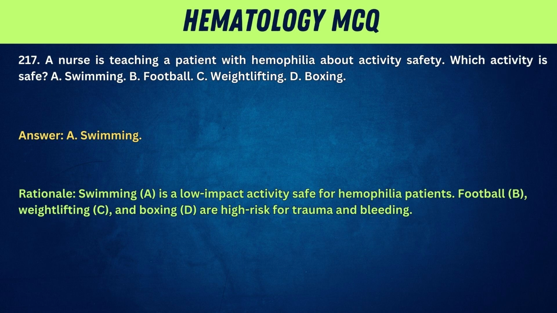217. A nurse is teaching a patient with hemophilia about activity safety. Which activity is safe? A. Swimming. B. Football. C. Weightlifting. D. Boxing. Answer: A. Swimming. Rationale: Swimming, A, is a low-impact activity safe for hemophilia patients. Football, B, weightlifting, C, and boxing, D, are high risk for trauma and bleeding.